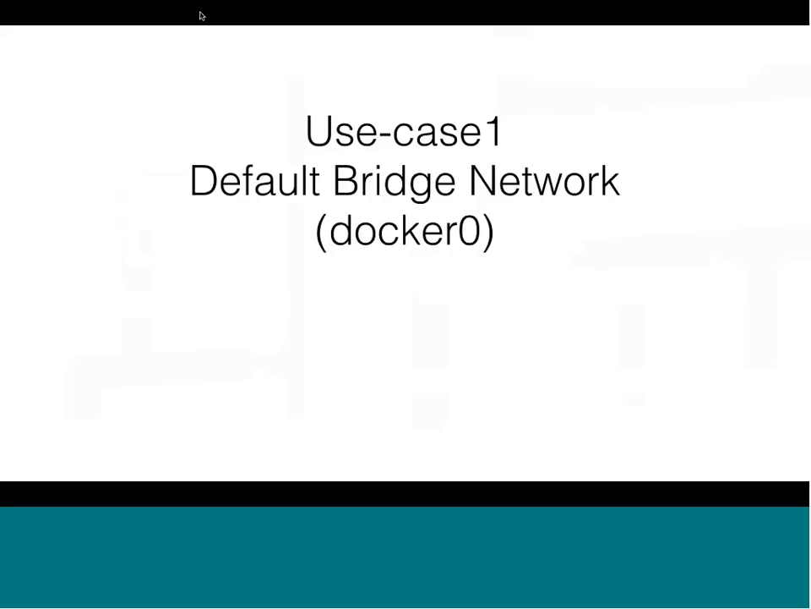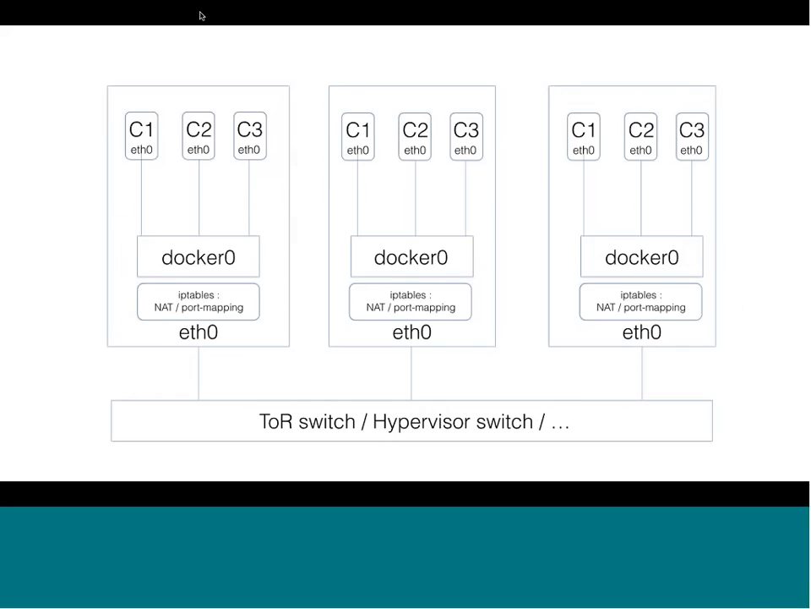Docker 0 is the default bridge network that anybody aware of Docker will know about. So in a simple slide, the Docker 0 bridge is single host networking. Containers can be attached to the Docker 0 bridge using the veth ports, and these containers can talk among each other using the Docker 0 bridge internally, but if they want to talk externally to the host, then the bridge driver will use NATing and port mapping as a way to communicate from internal to external.